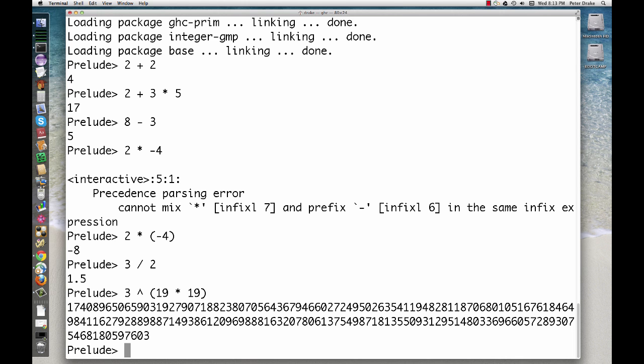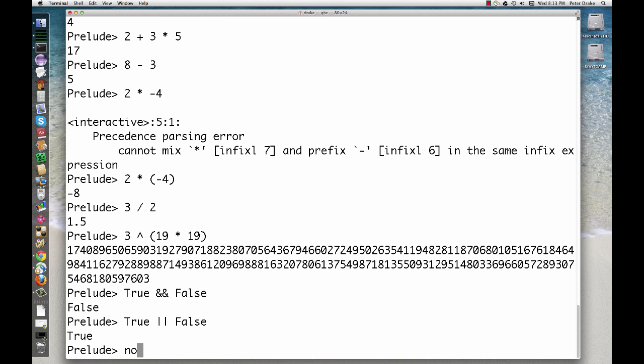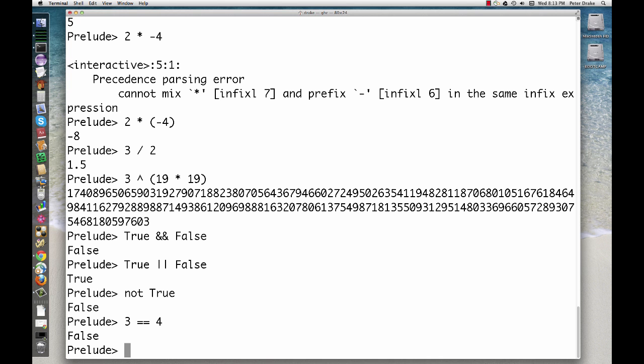As in Java, but unlike in C, Haskell also has a special Boolean type. The 2 values are True and False, both with the first letter capitalized. These can be combined with the operators and, or, and not. Equality is tested with a double equal sign. The opposite is slash equals.